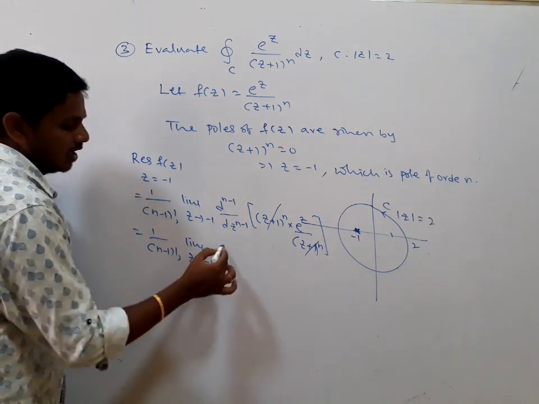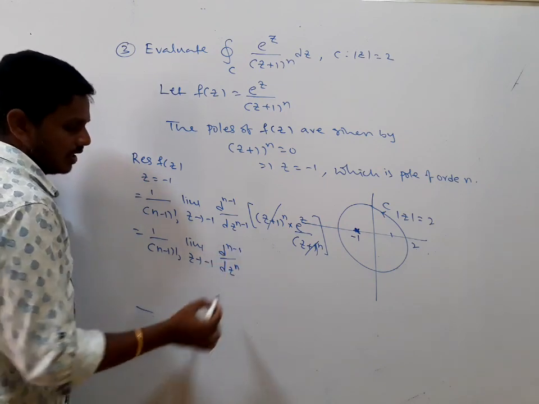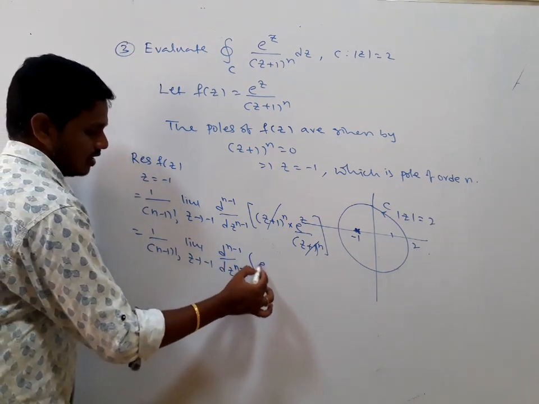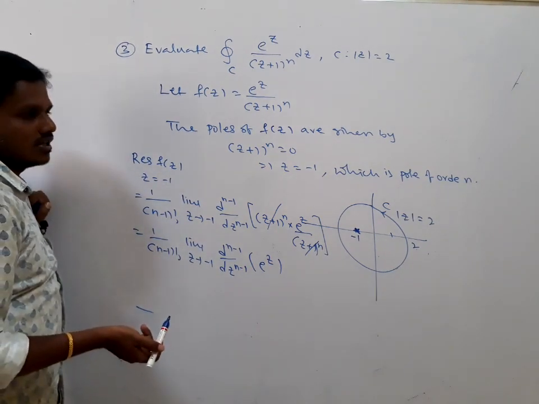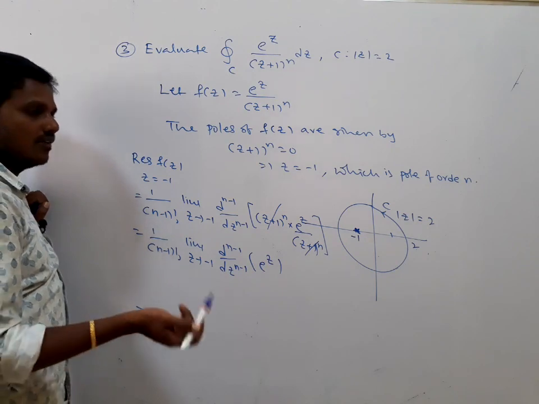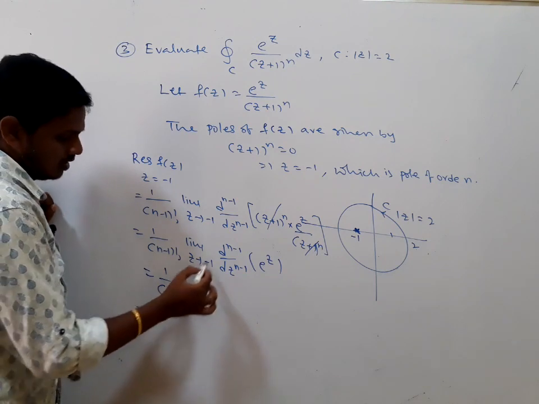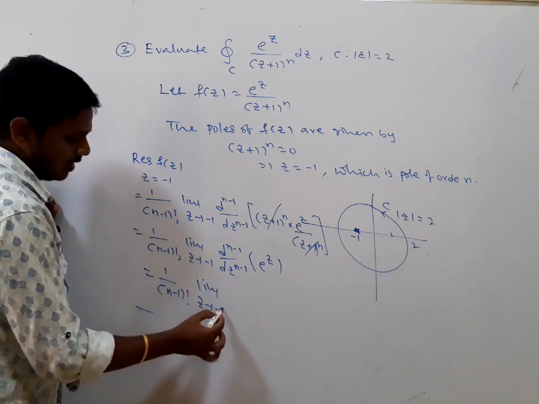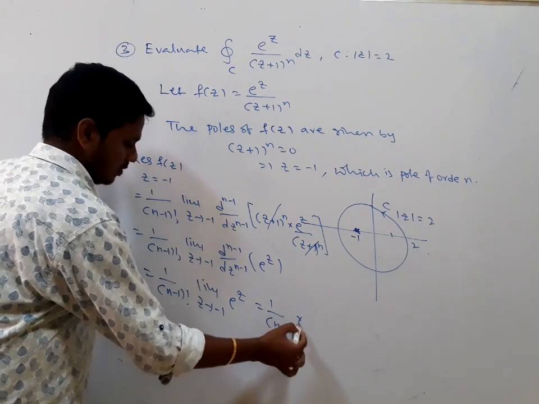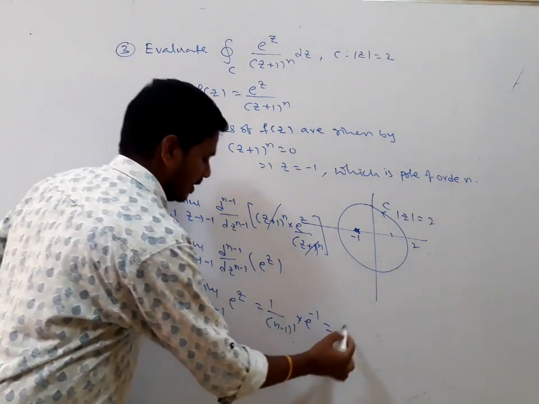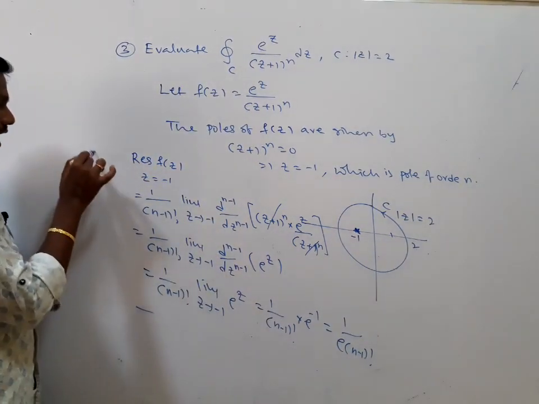So what we have is d to the power of n minus 1 by dz to the power of n minus 1 of e to the power of z. The derivative of e to the power of z is e to the power of z, the second derivative is e to the power of z, the third derivative is e to the power of z, and the (n minus 1)th derivative is also e to the power of z. Limit z tending to minus 1 gives e to the power of minus 1, so the residue is 1 by e into (n minus 1) factorial. That is nothing but R.